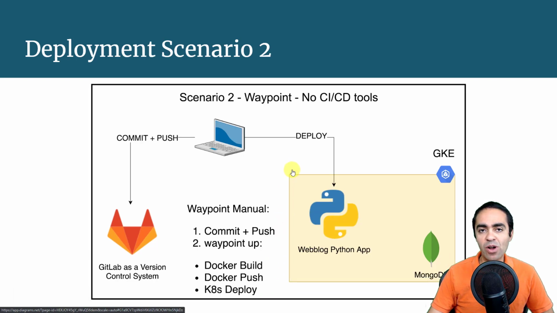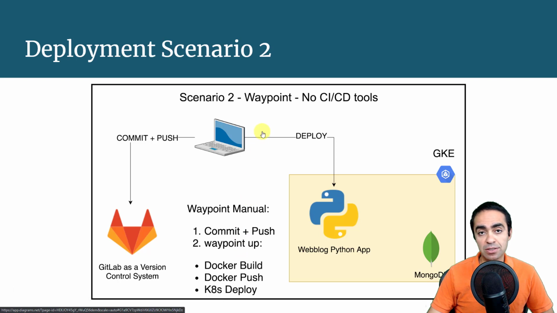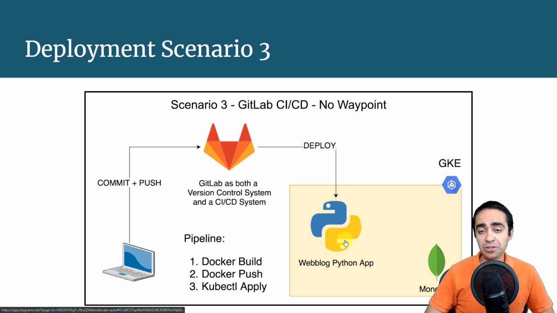Let's see now how we can use Waypoint and how this can improve our process, our workflow. Once again, I got my dev laptop, I commit and push into GitLab, and then in this case, Waypoint is not using any CI/CD tools, so it's a manual process. So commit and push, and then all I need to do is run Waypoint up, and the manifest will take care of everything for me. So Docker build will build the container image. Docker push will send the container image to the registry that lives in GitLab, and then Kubernetes deploy will deploy my application to my cluster.